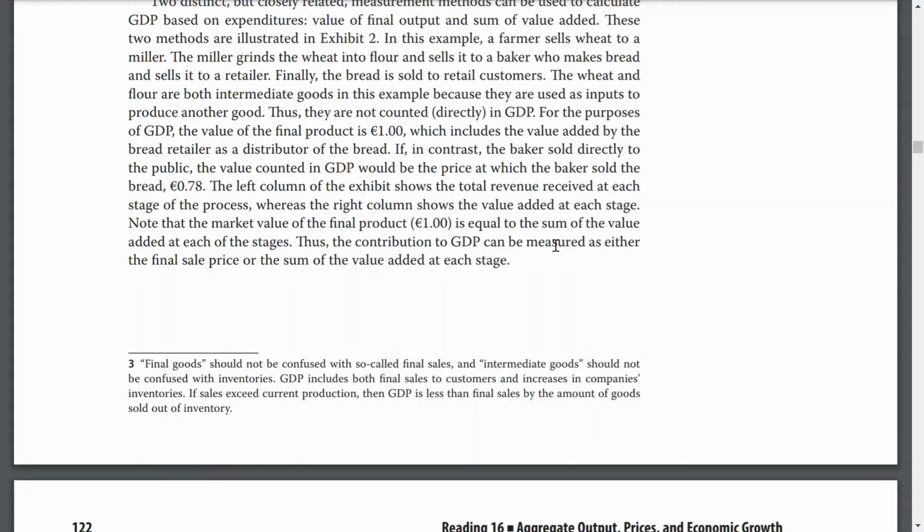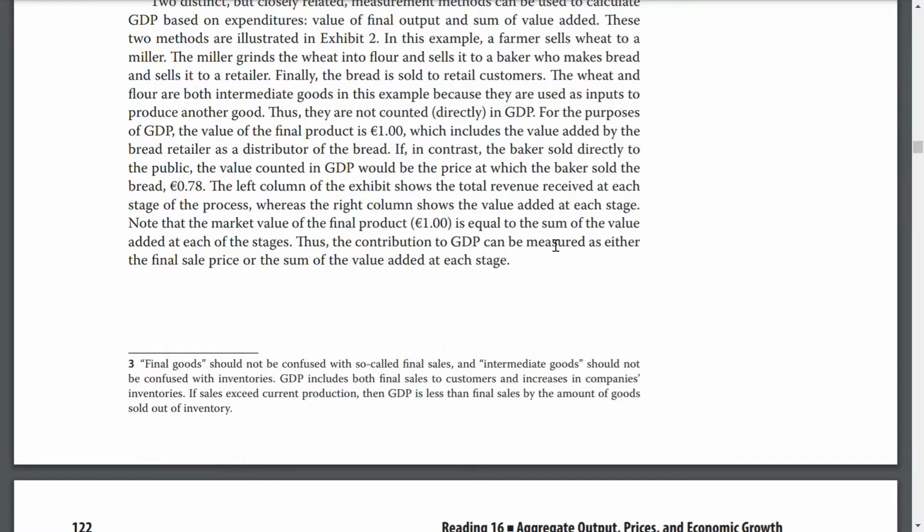The wheat and flour are both intermediate goods in this example because they are used as an input to produce another good. Thus, they are not counted directly in GDP. For the purposes of GDP, the value of the final product is €1, which includes the value added by the bread retailer as a distributor of the bread. If, in contrast, the baker sold directly to the public, the value counted in GDP would be the price at which the baker sold the bread, which is 78 euro cents.